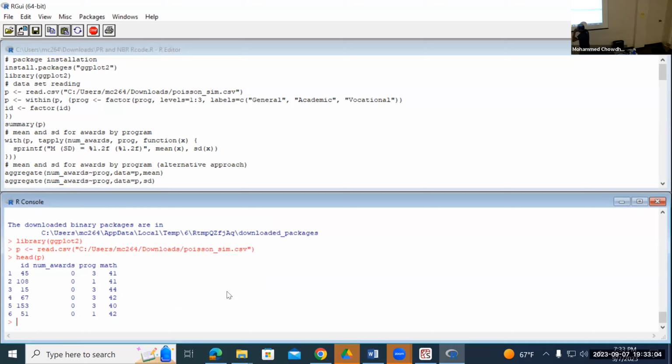The data has an ID number, but our focus will be on the number of awards. This will be our dependent variable, and these two will be our independent variables. We want to predict whether the number of awards will go up if the math score goes up, and whether the number of awards is bigger for academic, vocational or general education. Those are the things we are going to predict.